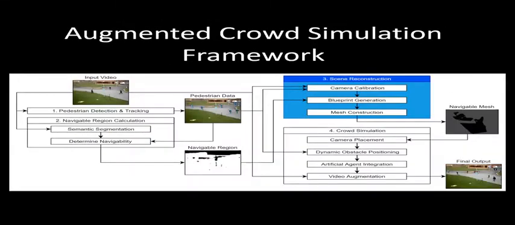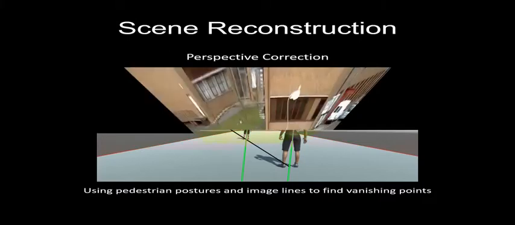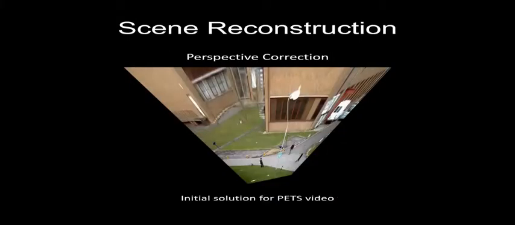Using the first frame of the video and pedestrian navigation data, we estimate the camera calibration in the scene and reconstruct the navigable regions mesh. For camera calibration, we use image lines from the first frame, as well as pedestrian postures and trajectories. Pedestrian trajectories meet at the horizon, and pedestrian postures converge at the third vanishing point. Using the vanishing points of the scene, we apply stratified rectification to perspectively correct our image and obtain the blueprint of our navigable area. The blueprint can be considered as a top-down map of our navigable regions.